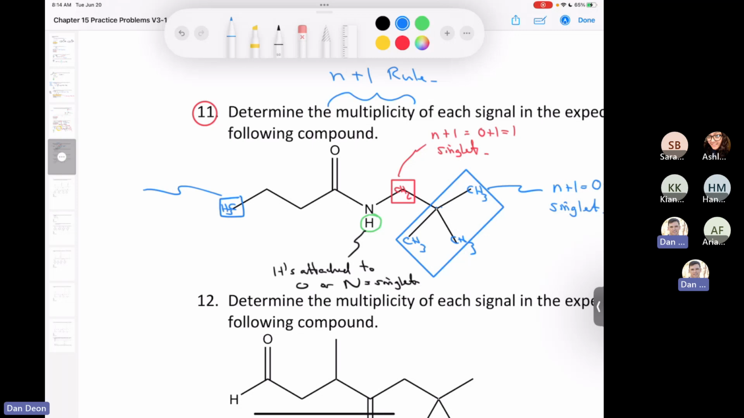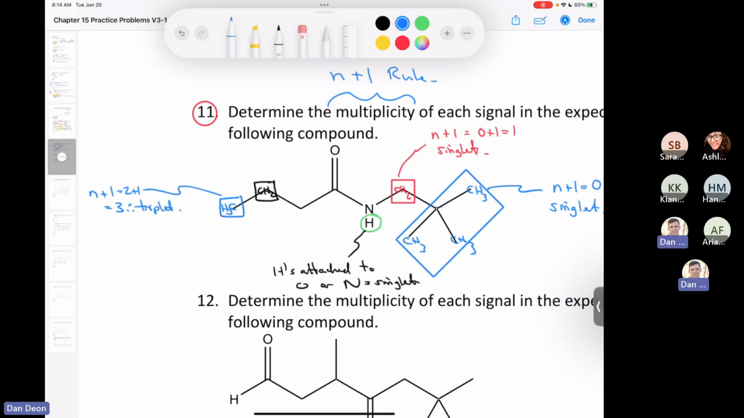It's going to give us a triplet, exactly. Thanks, Kiana. So Kiana did this: n+1 is equal to 2 plus 1. Where did she get the 2 from? Well, it's from these 2 protons right here, CH2, right? So we get 2 plus 1, and that equals 3. Therefore, we get a triplet for these 3 protons.